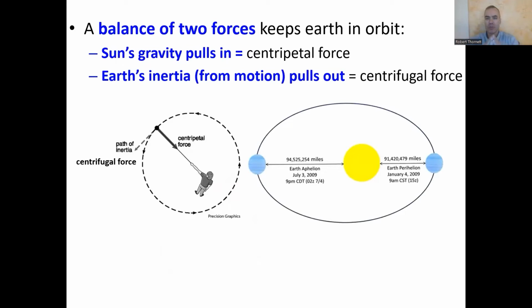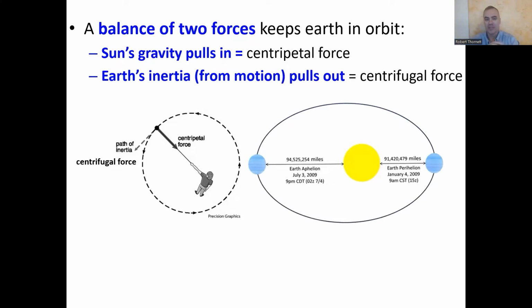What keeps the Earth in orbit? What keeps the Earth from flying off into space? What keeps the Earth from falling into the sun? It's a balance of two forces. So in physics, we have centripetal force, which is the force of pulling in. And then we have centrifugal force, which is the force pulling away.